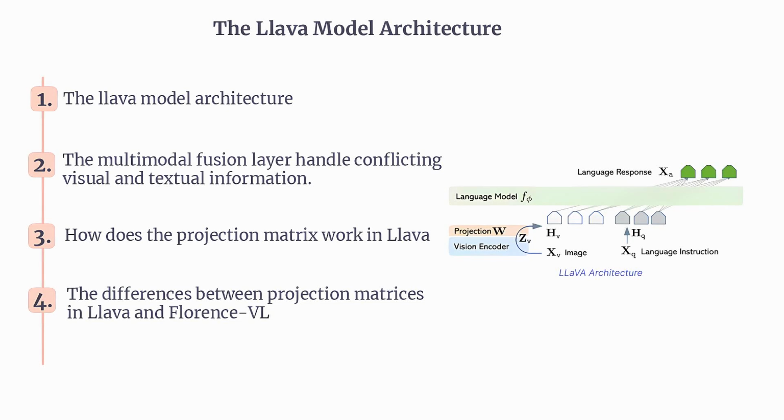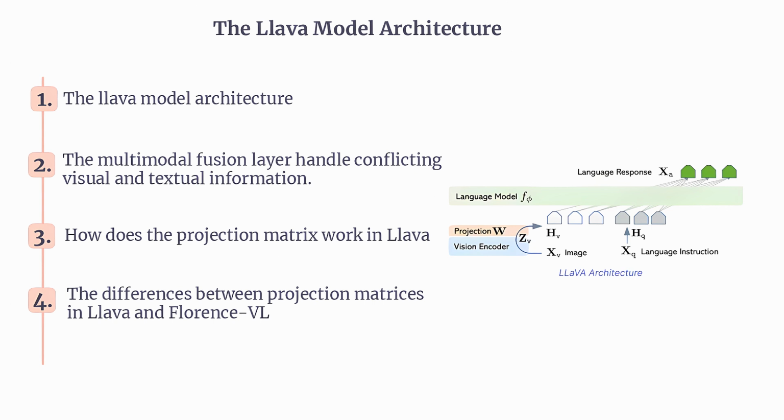Now, we're going to talk about LLaVA model. LLaVA, which stands for Large Language and Vision Assistant, is a multimodal model designed to process both images and text. It combines the capabilities of visual processing and language understanding to perform tasks like answering questions based on images, generating captions, and even creating text based on complex images.